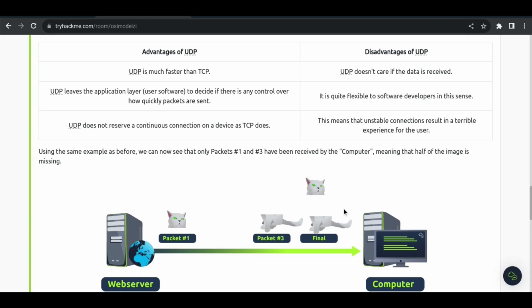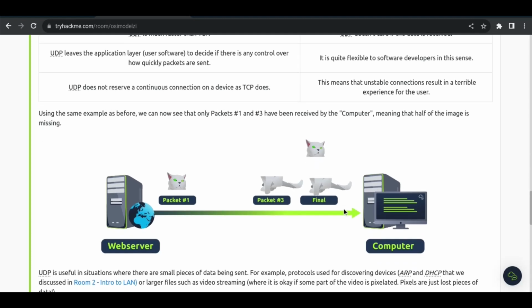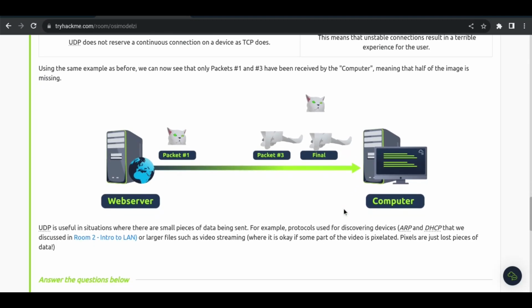Using the same example as before, we can now see that only packet 1 and packet 3 have been received by the computer, meaning that half of the image is missing. UDP is useful in situations where it doesn't matter if some of the small pieces of data are lost. For example, protocols used for discovering devices, ARP and DHCP, that we discussed in Room 2, Intro to LAN, or larger files such as video streaming, where it is okay if some parts of the video are pixelated. Pixels are just lost pieces of data.